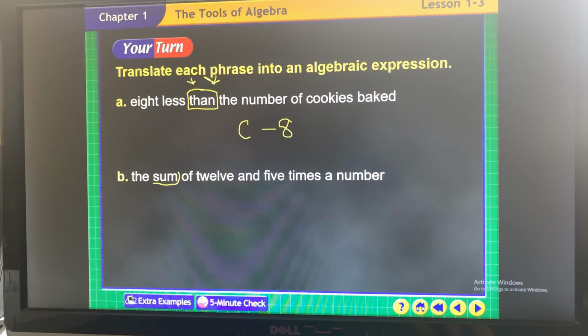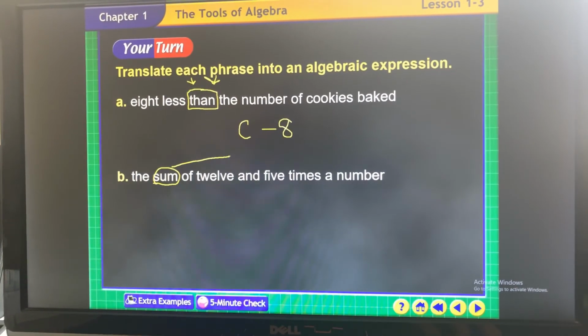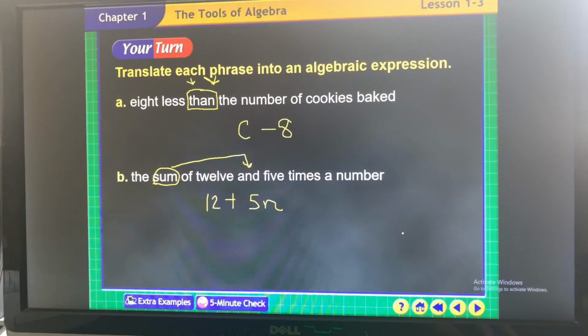This one has the word sum. Remember, sum, difference, product, and quotient connect with "and." 12 and 5 times a number. There you go.